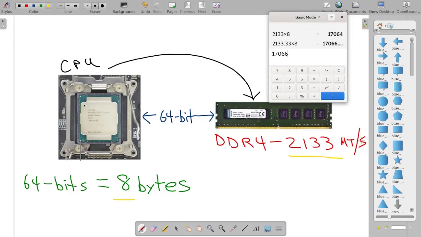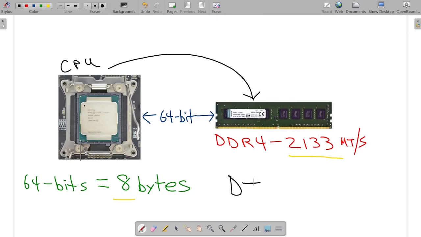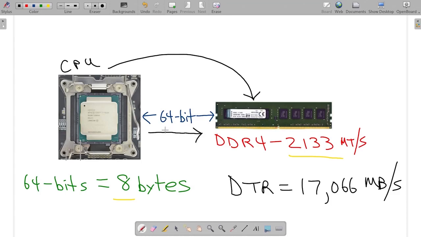But how much are we talking about here? Remember that we're talking about mega transfers. So really, it's 17,066 megabytes per second. So the total data transfer rate is going to equal 17,066 megabytes per second. That's how much data we can transfer back and forth between the RAM and the memory controller that's part of the CPU. 17,066 megabytes per second. That's what this particular RAM can do.